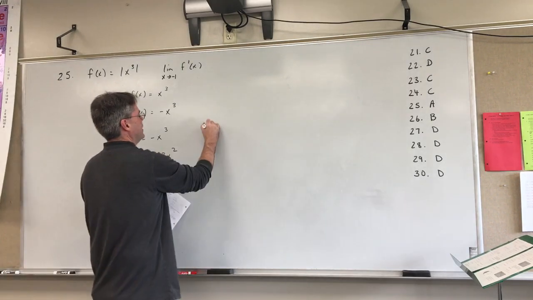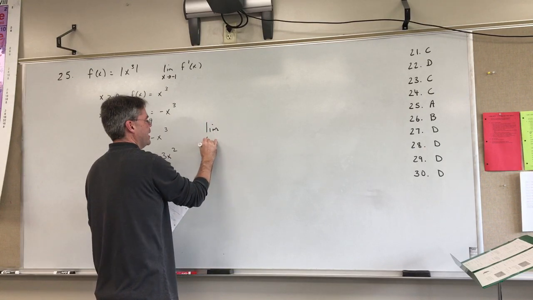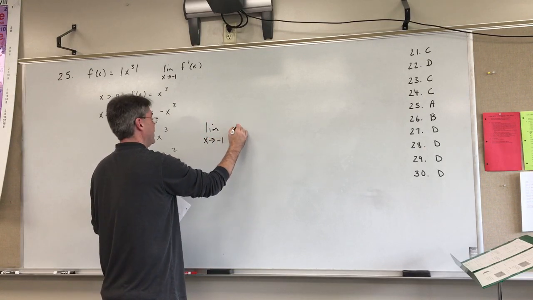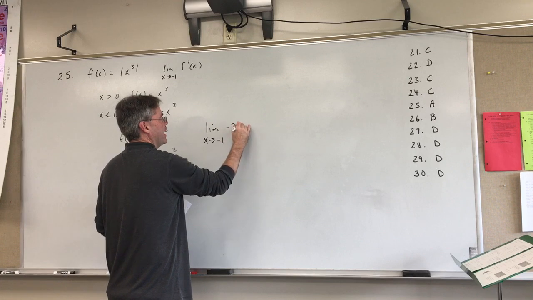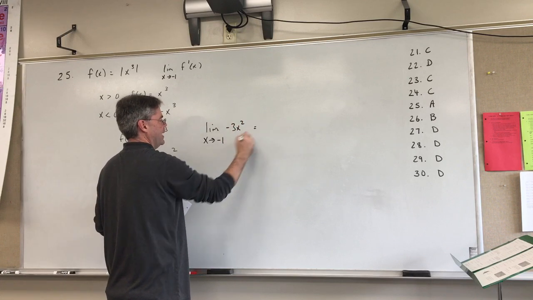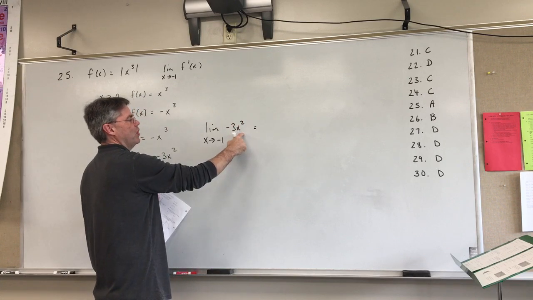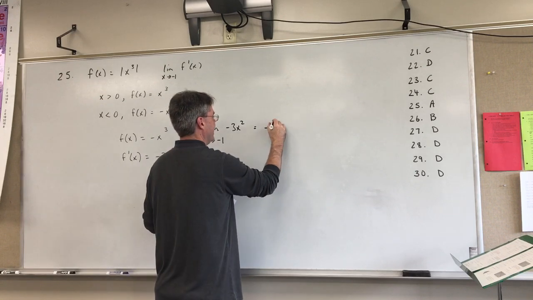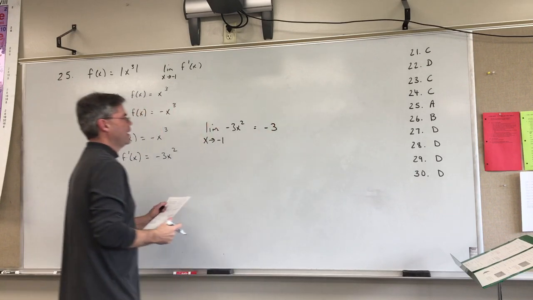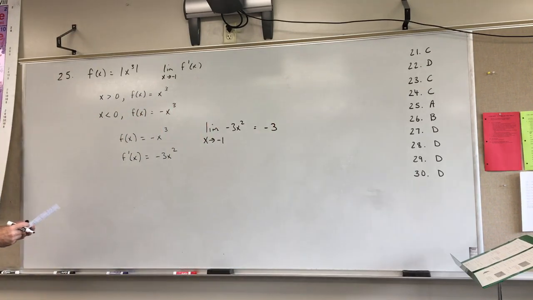So we're going to take the limit as x approaches negative 1 of negative 3x squared. So let's just plug that in. Plug in negative 1 squared. It's 1 times negative 3. You're going to get negative 3. All right, and 25, that is A.